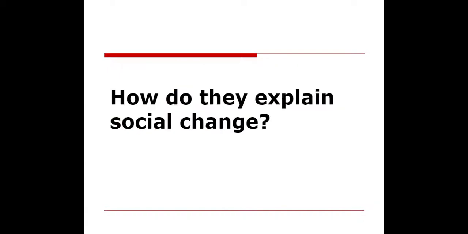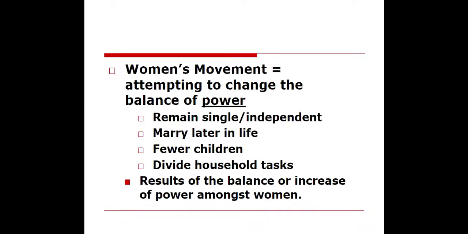So how would they explain social change? Let's look at the women's movement. What was the women's movement always trying to obtain? At the end of the day, they were trying to change the balance of power. If you have that scale and all of it is in the male population, they're trying to shift that scale to get it to be equal, or at least equal up to that point, and maybe even more. Who knows? But the goal is to change the balance of power. So what have we seen where this change in the balance of power has become more equal?